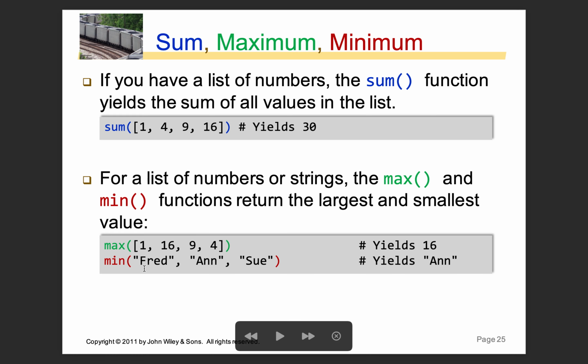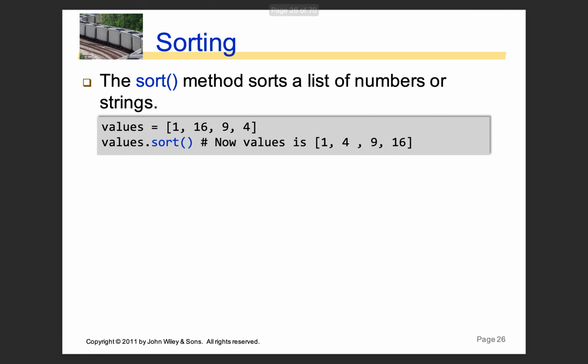The min function, taking the list Fred, Anne, and Sue, would return Anne. That's minimum in lexicographical order, I think is how you say it. I'm not going to be able to say that word, but hopefully you know what I mean. Another method that we can use is sorting. So sometimes we get some data in and it's just appearing in a random order and we want to sort it into ascending order or descending order. We use a sort method to do that. So let's say we had values equals the list 1, 16, 9, 4.